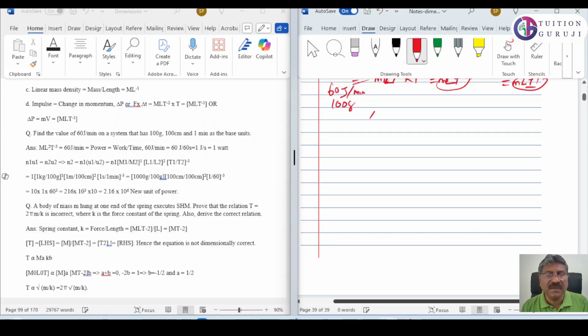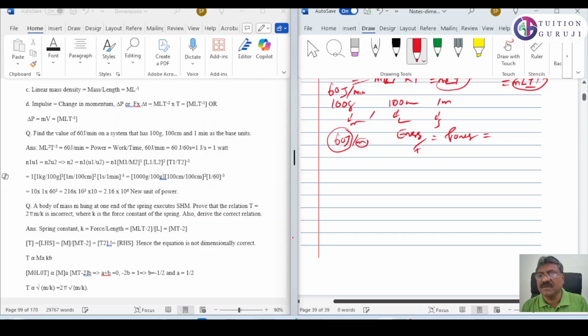Okay, in a system having 100 gram, 100 centimeter, okay, gram is for mass, centimeters for length, then 1 minute is for second. So when we say 60 joule per minute, what is this? Joule is energy, divided by time. So what is energy by time? Energy by time is nothing but power.